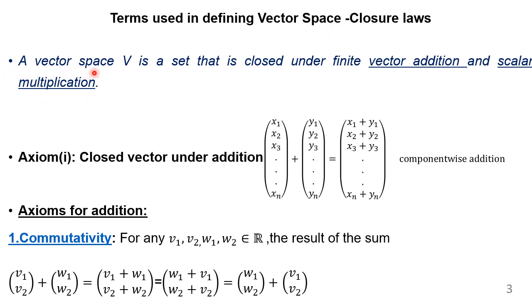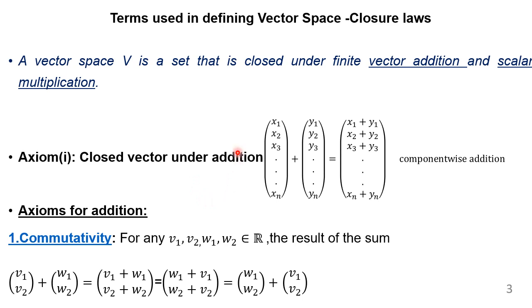A vector space V is a set of elements, a set of vectors, that is closed under finite vector addition and scalar multiplications. There are mainly two closure laws. The first closure law is axiom 1. It is known as closed under vector addition.